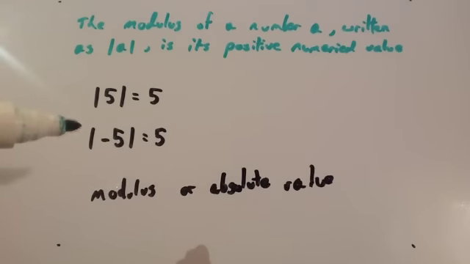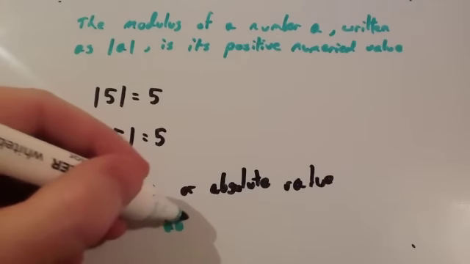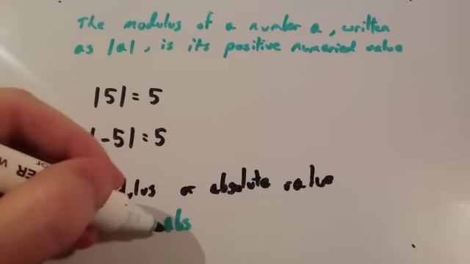However, if you were to take the modulus of negative 5, that would also be 5. So it's the size of the number, or the positive numerical value of the number. Modulus of 7 is 7. Modulus of minus 7 is 7 also. It's called the modulus, or the modulus function, or sometimes the absolute value. On spreadsheets, you might see a function called ABS, which means the absolute function.